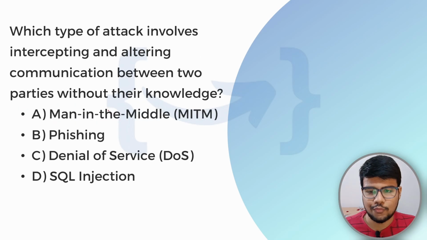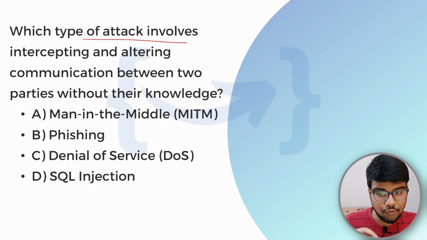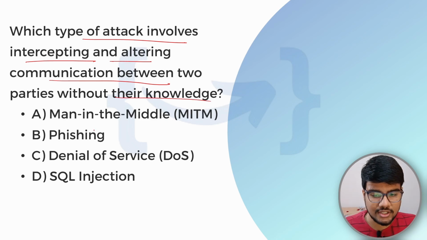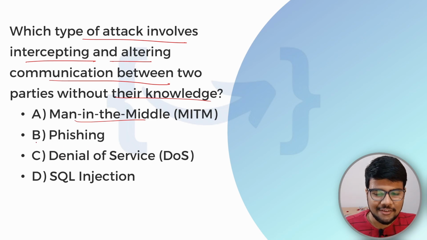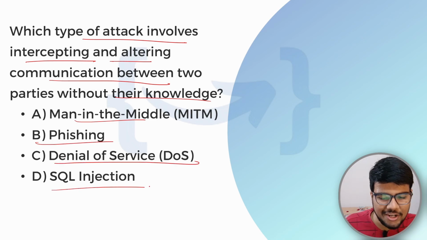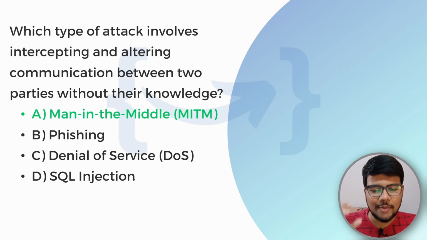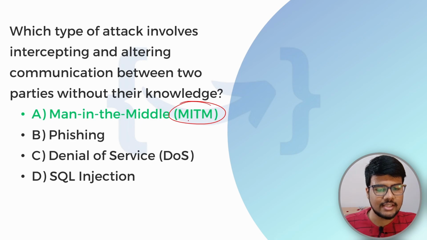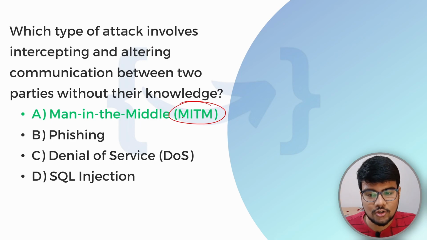Without wasting time, which type of attack involves intercepting and altering communication between two parties without their knowledge? Okay, very crucial question. Man in the middle attack. Do you think this is the answer? Yes, I can see the smile on your face. Phishing, denial of service, SQL injection. Without wasting time, MITM is the right answer. In the exam, they might give you just MITM, so think man in the middle attack. Altering communication between two parties without their knowledge is the right answer.